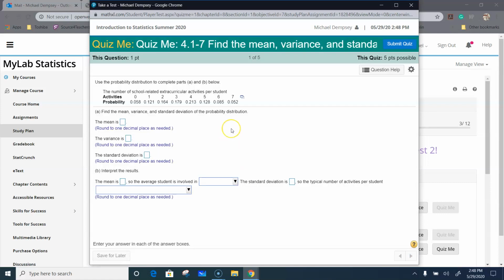Okay. So here we're going to really lean on the calculator for this one. The first thing I want you to do here is take all of the numbers in the first list, 0 through 7, put them in a list in your calculator. All of the numbers in the second list, put them in a list in your calculator. If you don't remember how to do that, I'll walk you through that now.